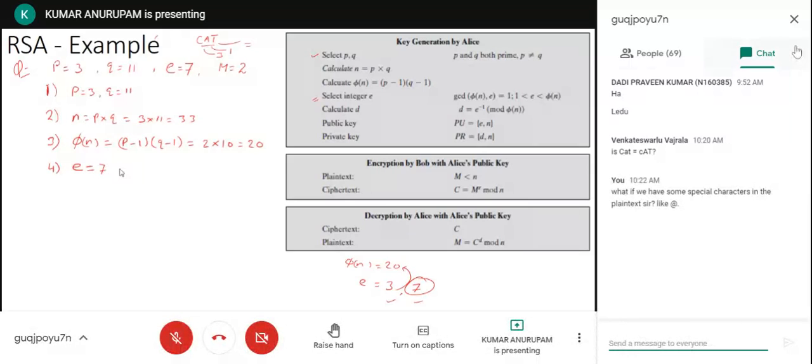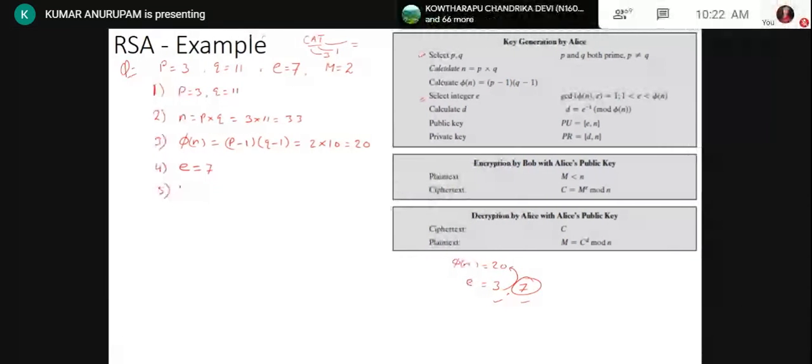Now coming to the next point. Next we need to calculate d. We have calculated the e value. Now d can be calculated as d is equal to e inverse mod phi of n. So this is 7 inverse mod 20. Now how to calculate it, I hope you all know. If not, then you're not studying.